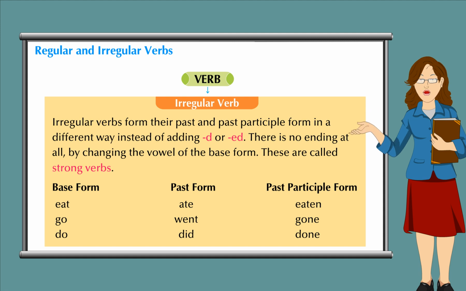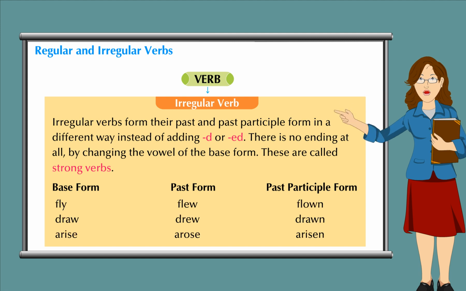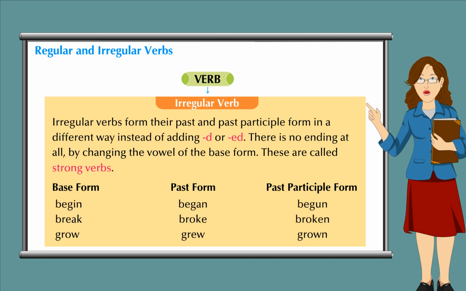Base form, past, past participle form: eat, ate, eaten. Go, went, gone. Do, did, done. Fly, flew, flown. Draw, drew, drawn. Arise, arose, arisen. Begin, began, begun. Break, broke, broken. Grow, grew, grown.